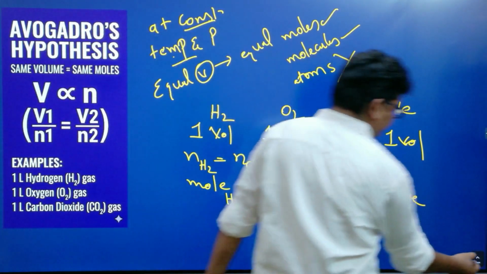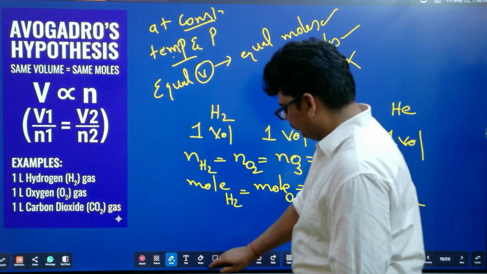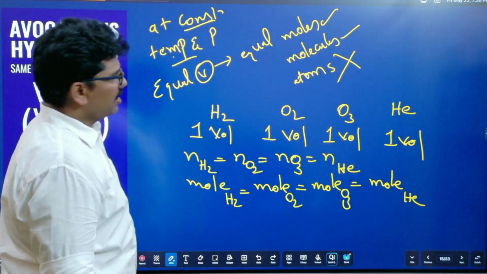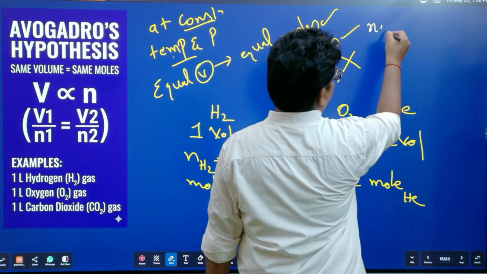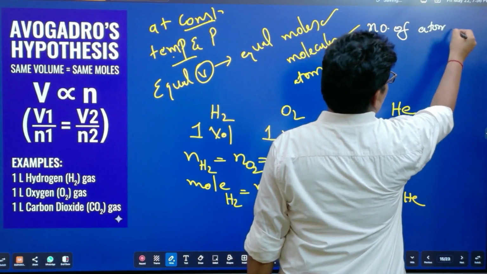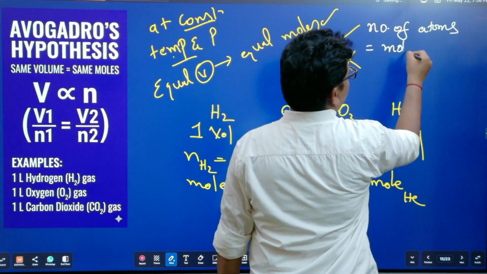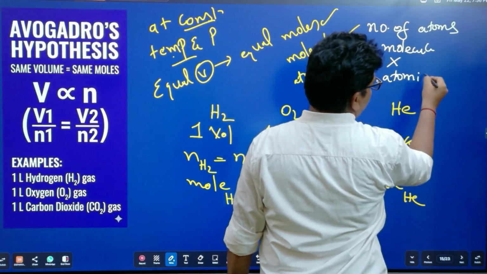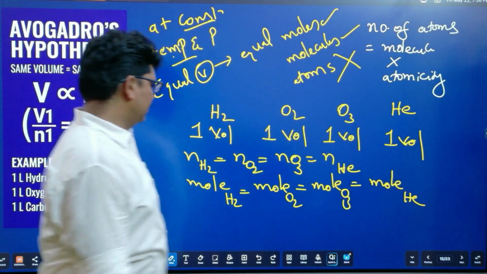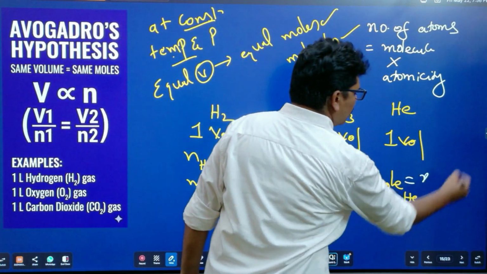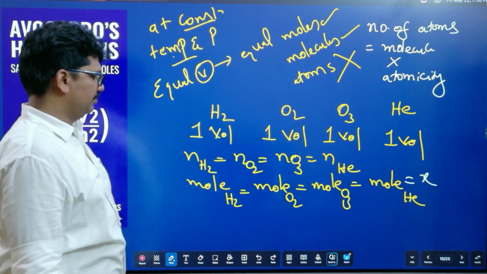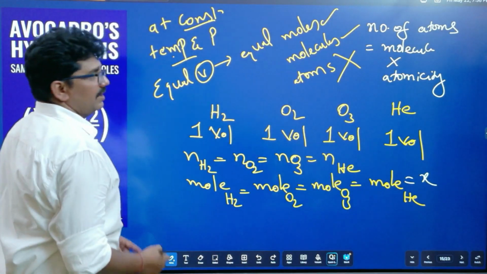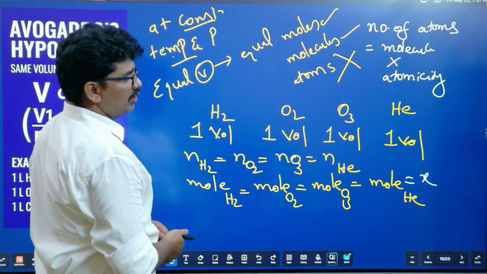How do you find atoms? To find number of atoms, number of atoms is equal to number of molecules into atomicity. So let us say these molecules are X molecules. All molecules are equal. That number is equal to X. Then how many atoms are there? Number of atoms is equal to number of molecules into atomicity.